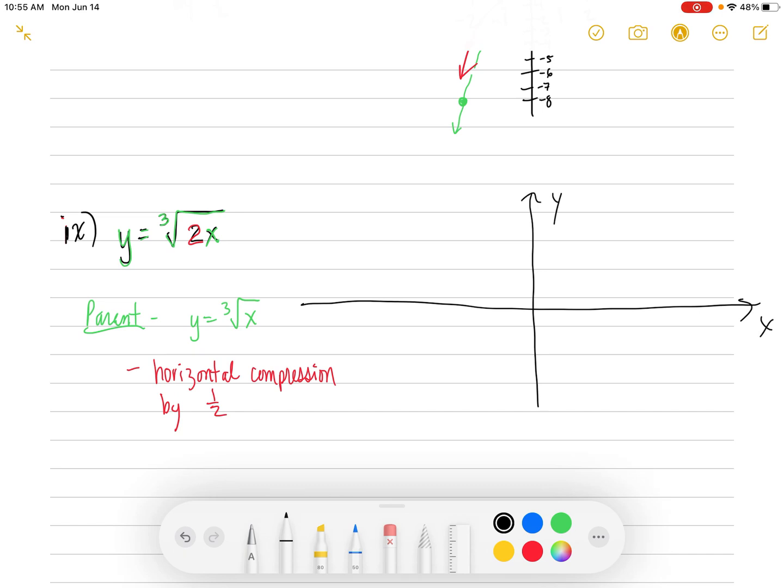So let's graph our parent first. Didn't turn out too well, did it? Let's try this one more time.